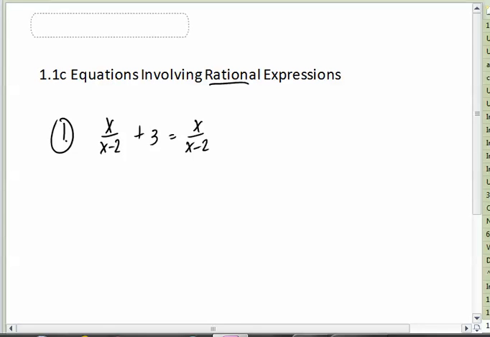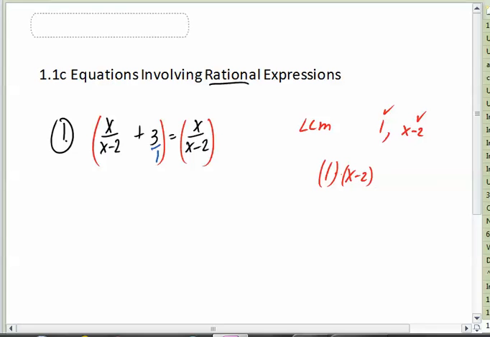So the very first thing I'm going to do is proceed by giving myself denominators on every term, just like we did in the previous video when we had fractions. And then I'm going to look for my common denominator, my least common multiple, my LCM. Now the denominators that I see are 1 and x minus 2. My LCM has to include both as factors, so I could just multiply the two together. Well, 1 times x minus 2 is just x minus 2. So this indeed is my least common multiple.